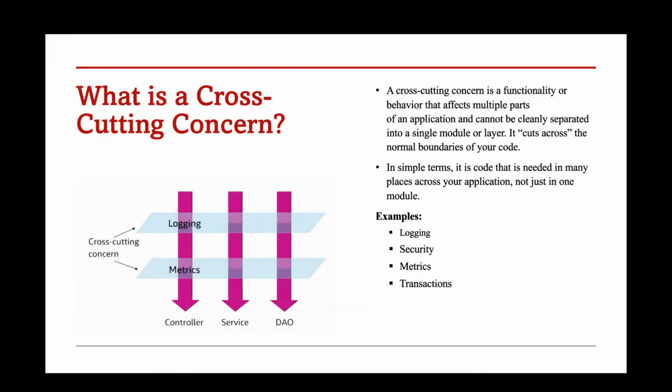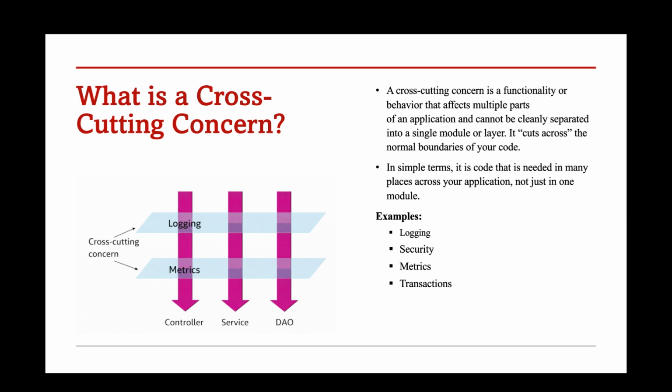Before we move forward, let's understand one very important concept. What is a cross-cutting concern? And once you understand this, AOP will make complete sense. A cross-cutting concern is a functionality that affects multiple parts of your application, but cannot be cleanly placed into a single module or layer. Think about it this way.